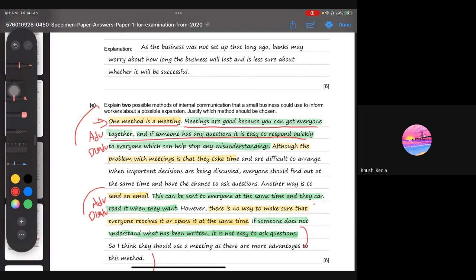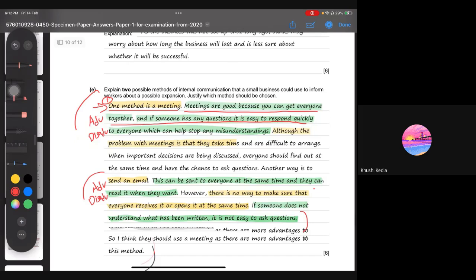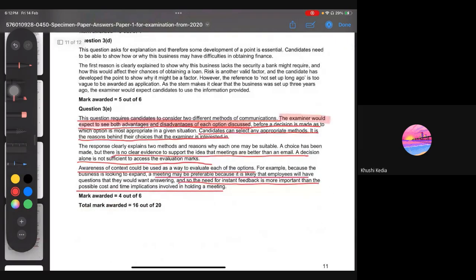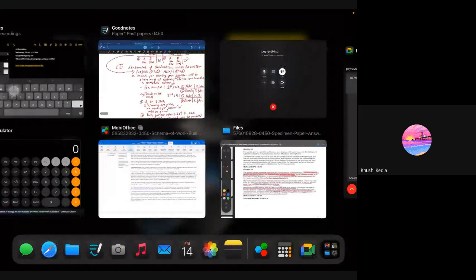So this can also be considered part of your knowledge. But what you still need to do is talk about the advantage, build up an impact, talk about a drawback, and give an impact for that. You can't escape it. Why? Because Cambridge has written that the examiner would expect to see both advantages and disadvantages. So you see how important this is.